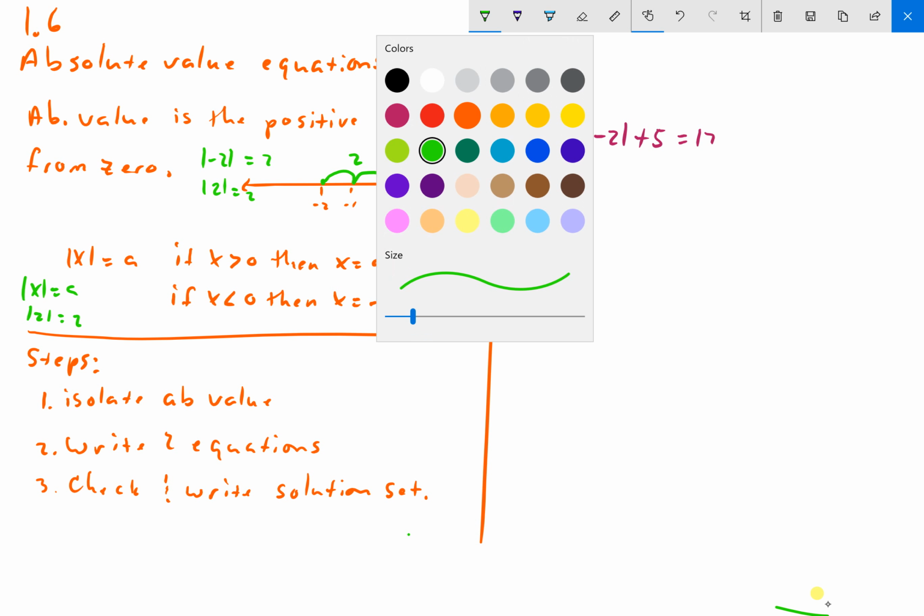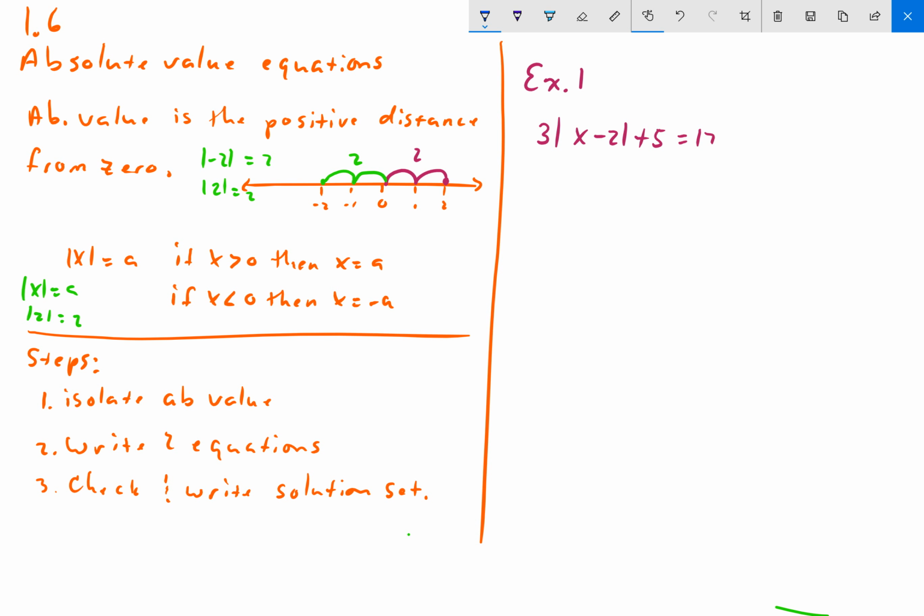However, if I did the absolute value of negative 2 equals a, well, it says if x is less than 0, which in this case it is, it's negative 2, then x equals negative a, which would be negative negative 2, which is 2. So once again, it kind of just goes back to this picture, which I'm hoping makes sense.